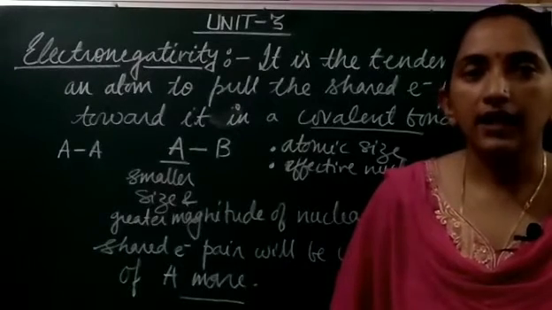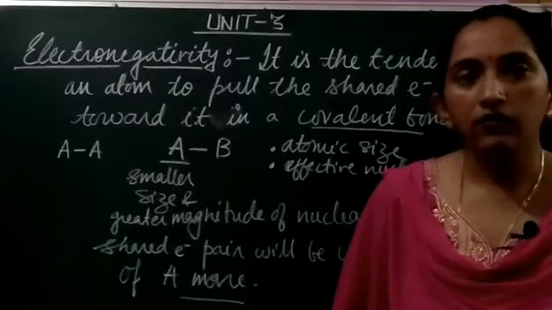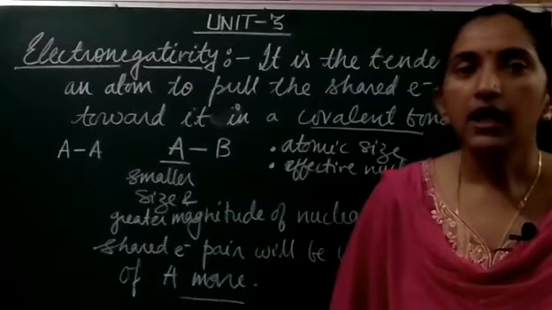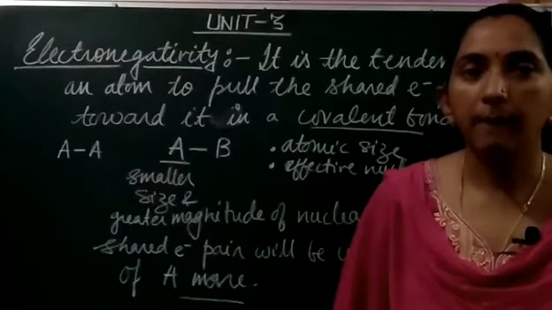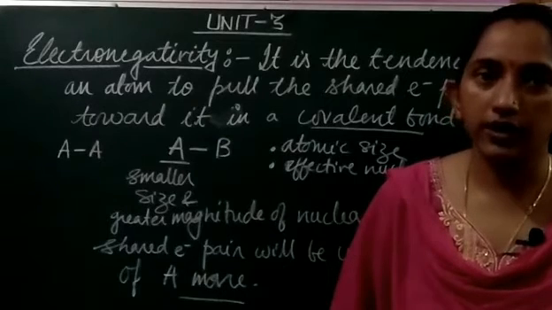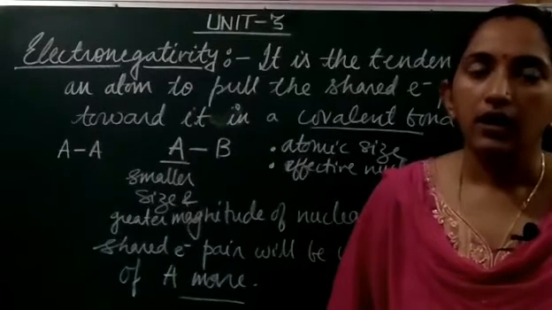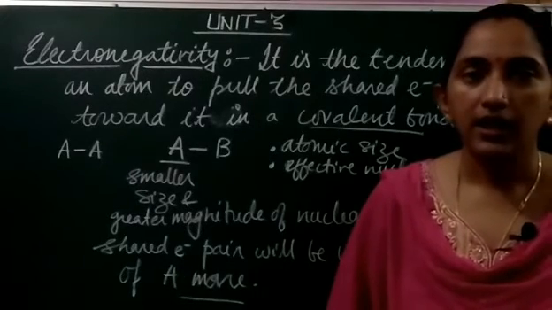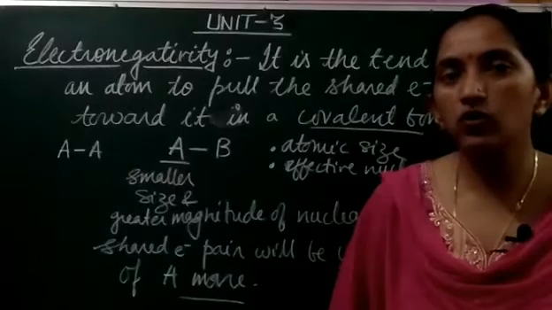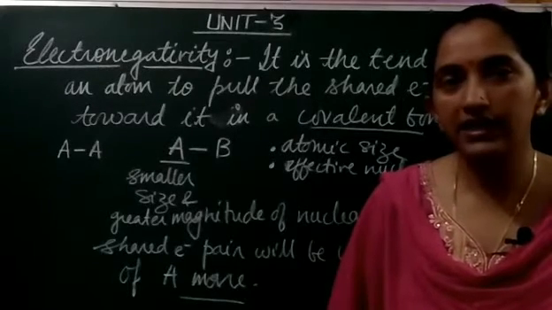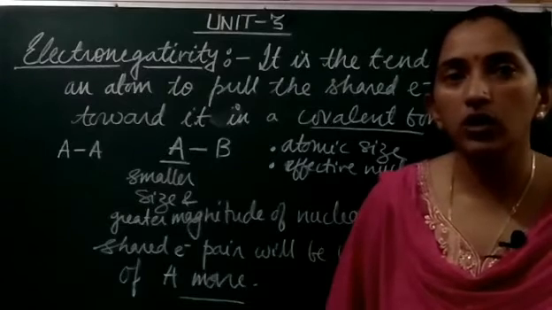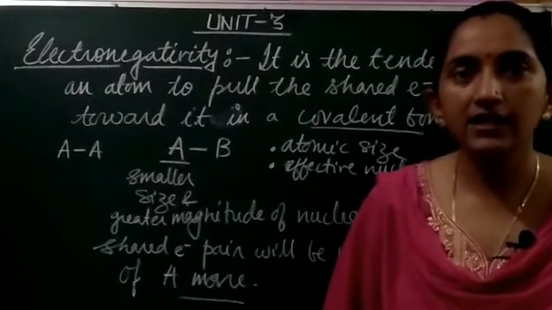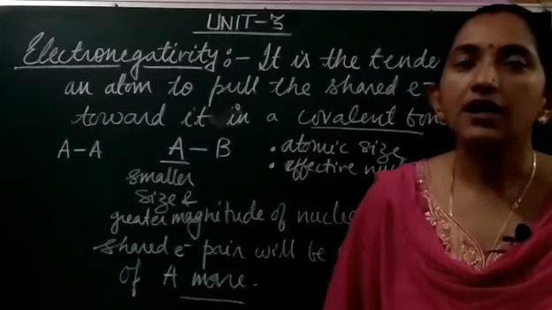Now the next thing is that, with respect to ionization enthalpy and electron gain enthalpy, they are measurable quantities, but electronegativity is not a measurable quantity. The electron gain enthalpy and ionization enthalpy have absolute values in kilojoule per mole, a fixed value in kilojoule per mole. Here, electronegativity doesn't have any unit, as well as it is a relative quantity.